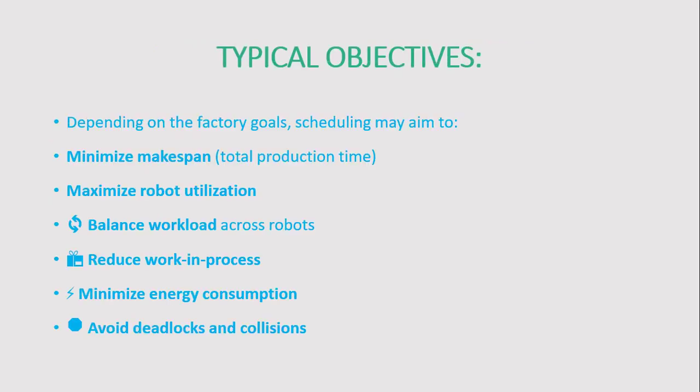What are the typical objectives for a task scheduling operation? Minimizing the total production completion time, maximizing the percentage of use of industrial robots for performing the automation task, balancing the workload across various robots, reducing the temporary work-in-process buffer, minimizing the energy consumption, and avoiding various deadlocks and collisions inside the shop floor system. So these are the general objectives for task scheduling problems.